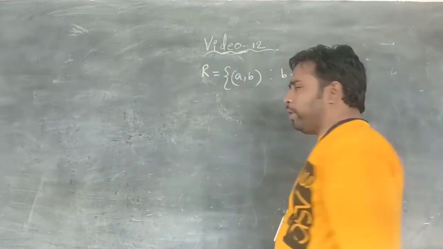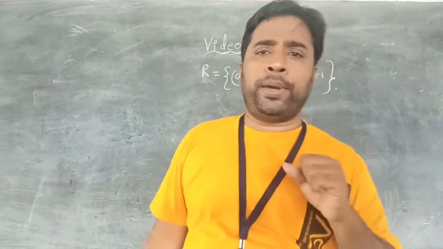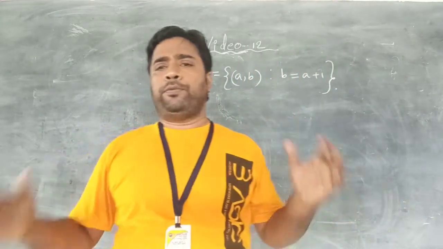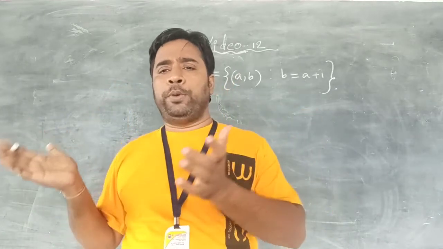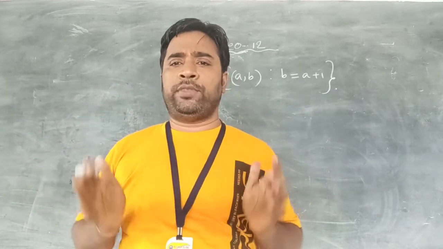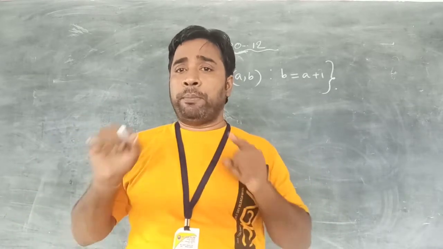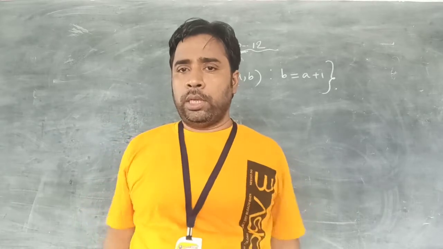For reflexivity, what is the rule? We have to consider a number. If the doublet of the number belongs to the relation, then it is reflexive. If the doublet of the number does not belong to the relation, then it is not reflexive. But it should be for all.